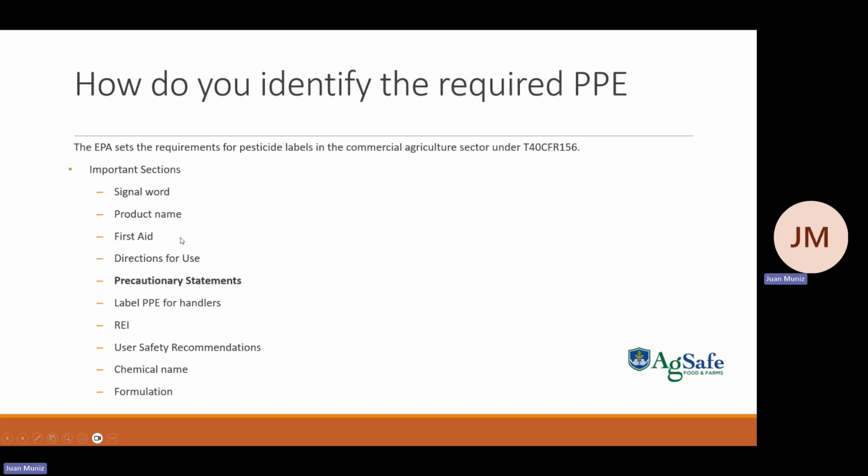Once again, for our purpose, we will focus on the precautionary statements section, which is where we will find most of the PPE for most of the tasks, with one exception, which will be covered in the directions for use.